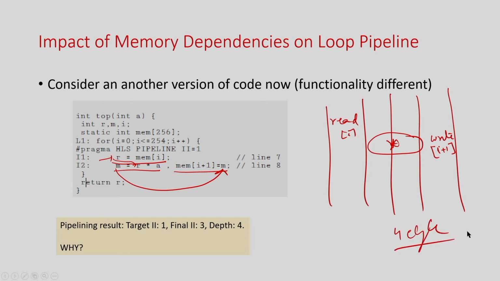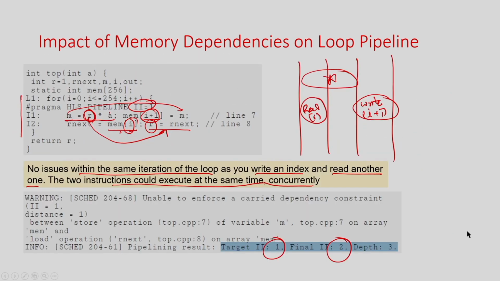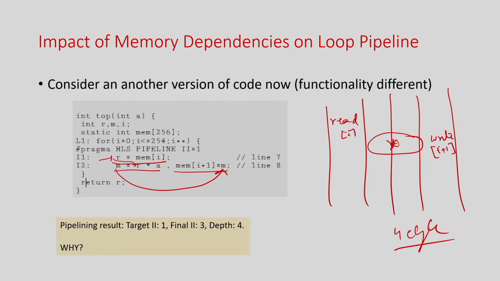In the earlier example I showed that I can do it in 3 cycles, but now because of these dependencies, I cannot. So one iteration of the loop will take 4 cycles. Whatever is written to i plus 1 for i equal to 0 is read by the iteration for i equal to 1, so that one starts from here.